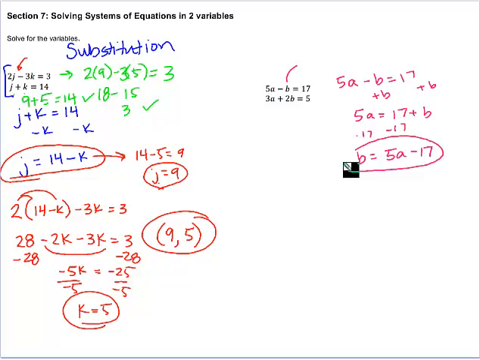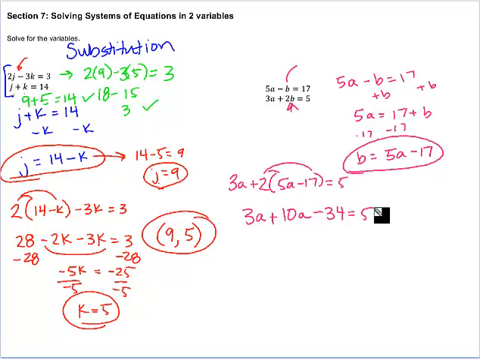Now, if this is what b is equal to, I can now substitute it in for my other b. So I would have 3a plus 2 times 5a minus 17 is equal to 5. Now I can solve for a. So I have to distribute the 2. So 3a plus 2 times 5a is 10a, minus 2 times 17 is 34. 3a plus 10a is 13a, and then add the 34 over. 5 plus 34 is 39. Divide by 13, a is equal to 3.